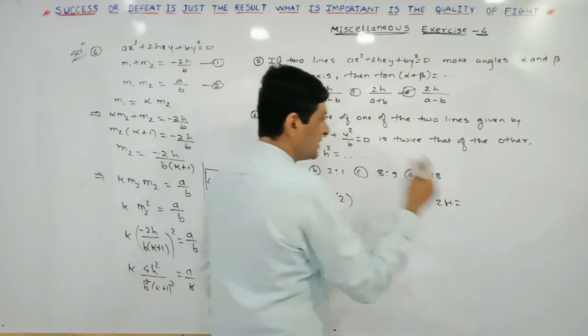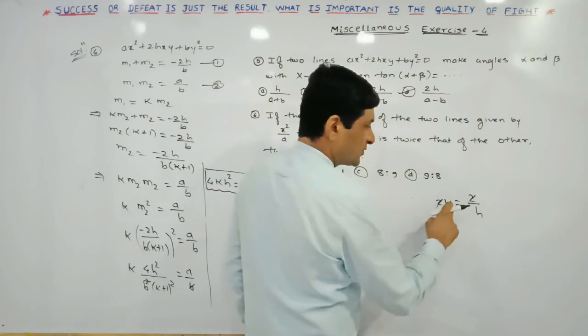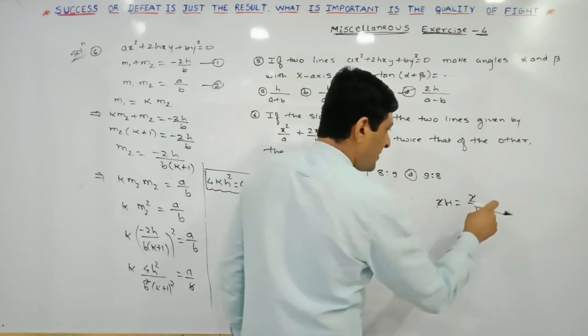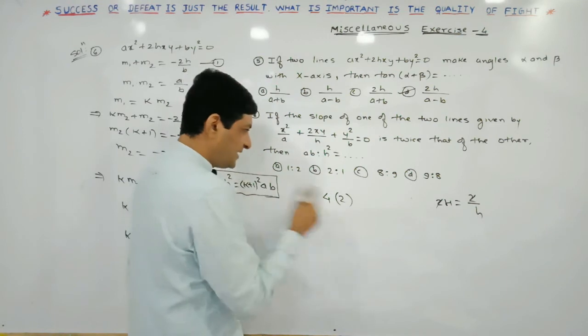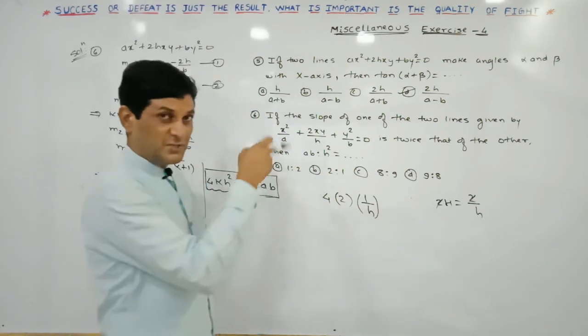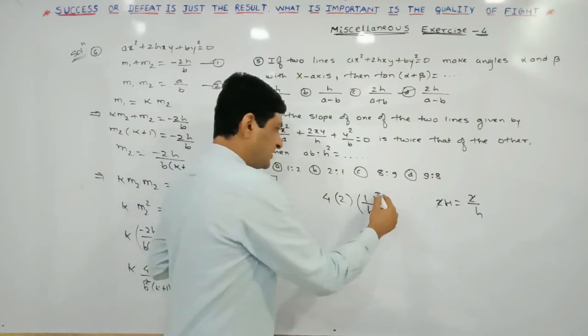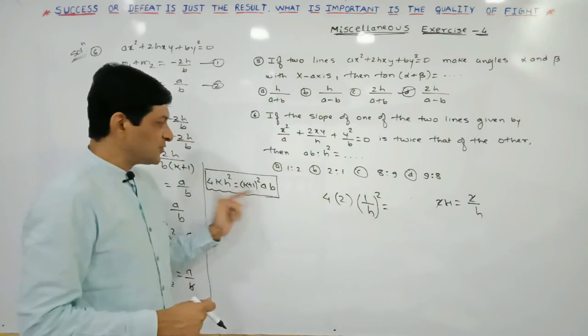What is the value of 2h here? 2 upon h. After cancelling 2 on both sides, what is the value of h? We are getting 1 upon h. So replace this h by 1 upon h. These are the values which we are substituting, related to this equation. Keep this square as it is. On this side, k plus 1. K means what?